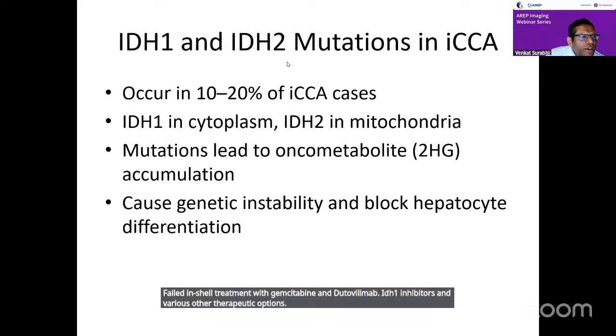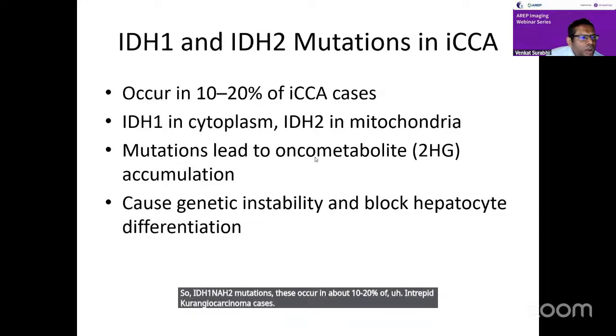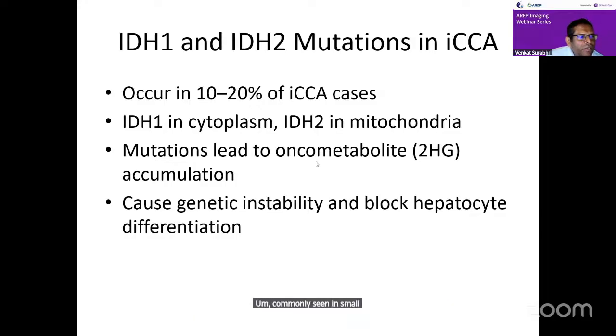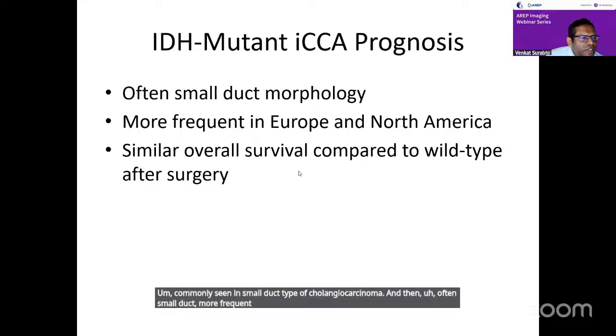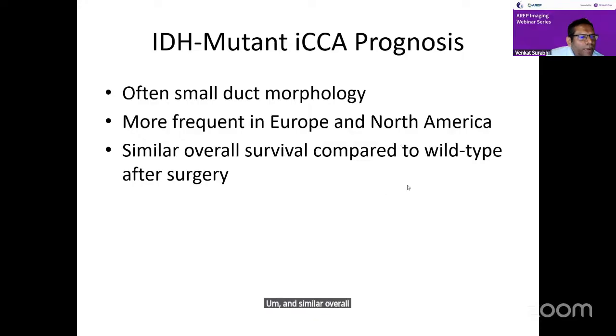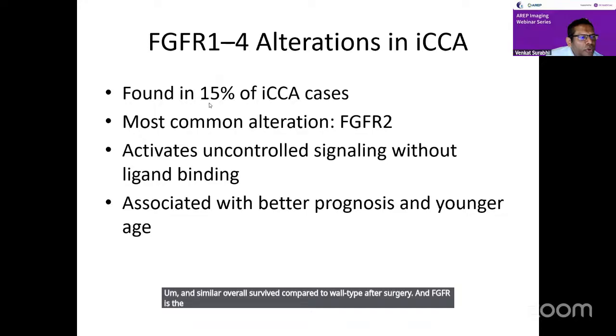So IDH1 and IDH2 mutations occur in about 10 to 20% of intrahepatic cholangiocarcinoma cases. Commonly seen in small duct type of cholangiocarcinoma, which is more frequent in Western countries, and has similar overall survival compared to large duct type after surgery. And FGFR is the second most common mutation, seen in up to 15% of the cases.